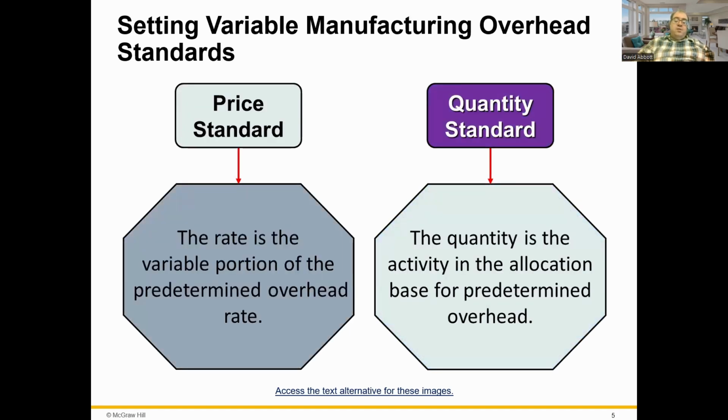Setting variable manufacturing overhead standards. The price standard for variable manufacturing overhead comes from the variable portion of the predetermined overhead rate. The quantity standard for variable manufacturing overhead is expressed in either direct labor hours or machine hours, depending on which is used as the allocation base in the predetermined overhead rate.